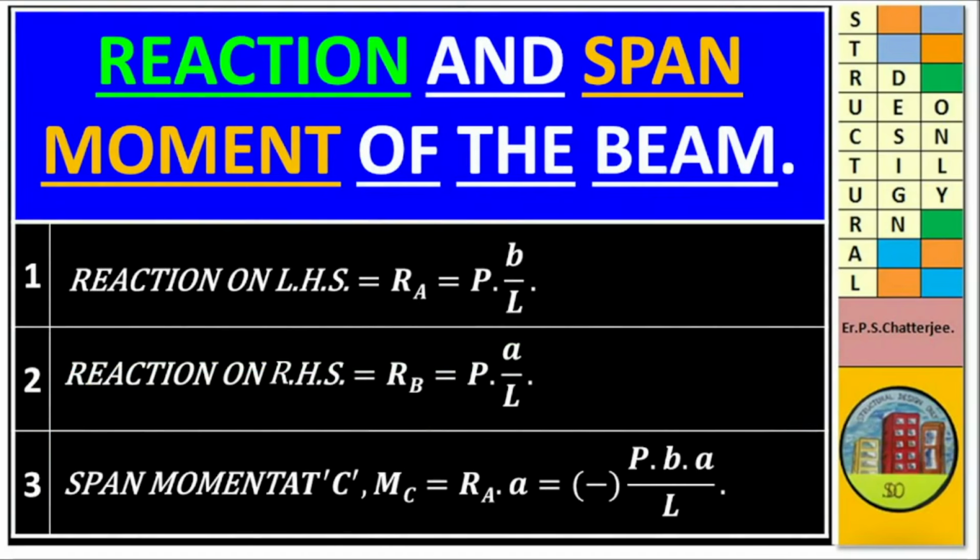Reaction and span moment of the beam. Reaction on left hand support RA is equal to P into B by L. Reaction on right hand support RB is equal to P into A by L. Span moment at C is equal to MC is equal to RA into A is equal to minus P into B into A by L.